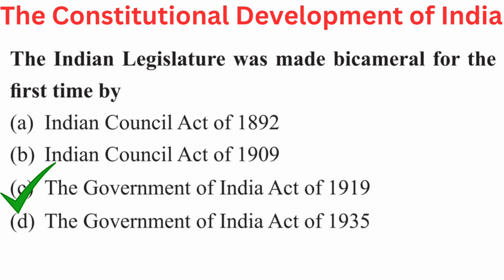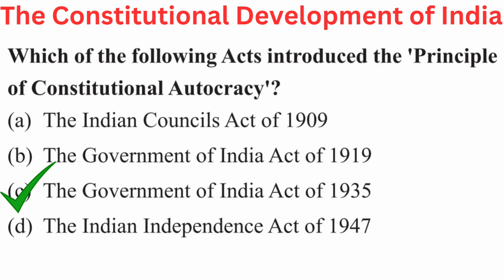B. Indian Council Act of 1909, C. The Government of India Act of 1919, or D. The Government of India Act of 1935. Right answer is C. The Government of India Act of 1919. Your question is which of the following acts introduced the principle of constitutional autocracy?